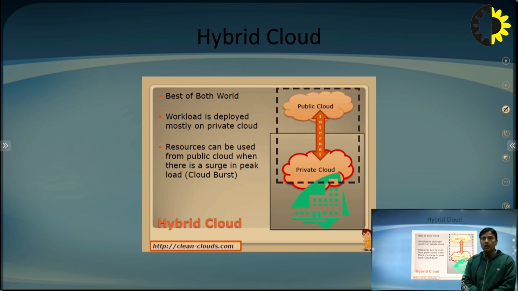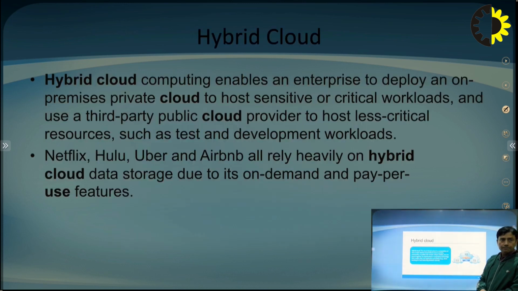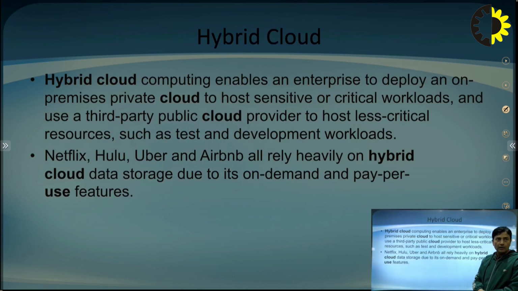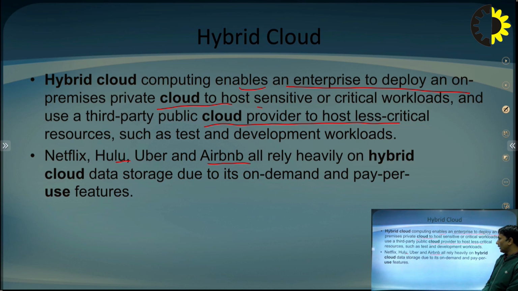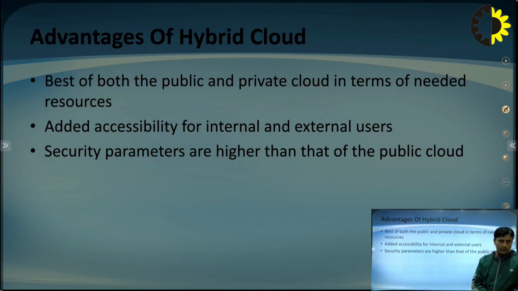Now, this is the hybrid cloud, which means the combination of both. Hybrid cloud computing enables an enterprise to deploy an on-premises private cloud to host sensitive or critical data, and a third-party public cloud to provide other common data or applications or less critical resources. Netflix, Hulu, Uber, and Airbnb all provide hybrid type cloud facilities.